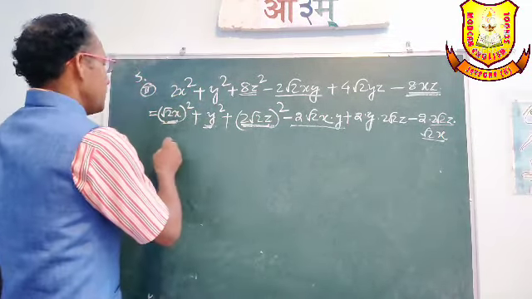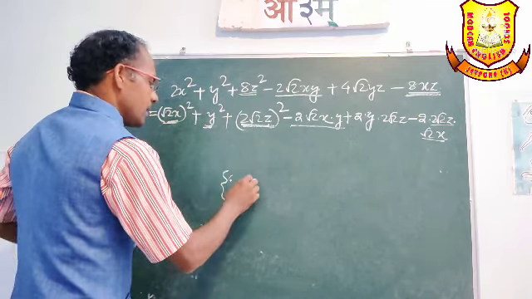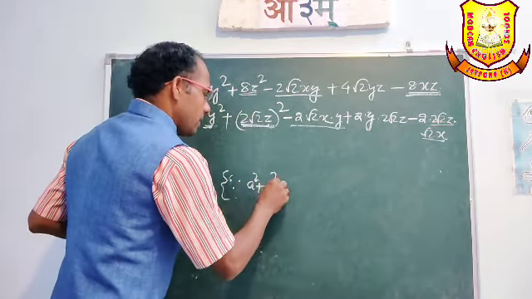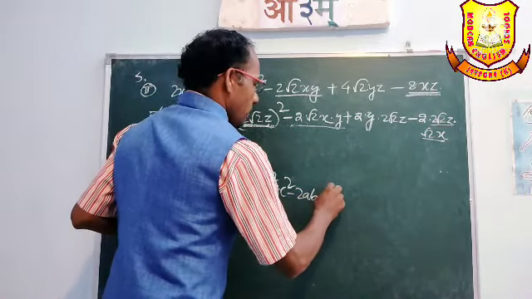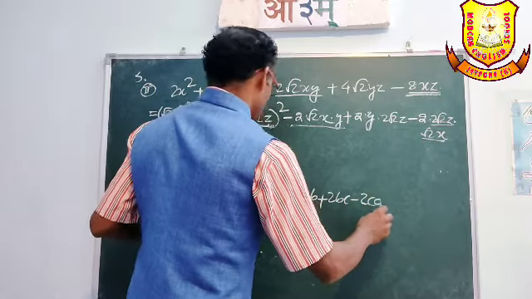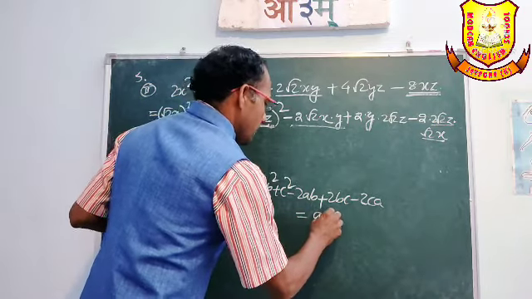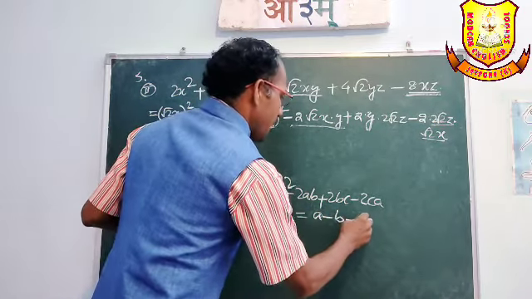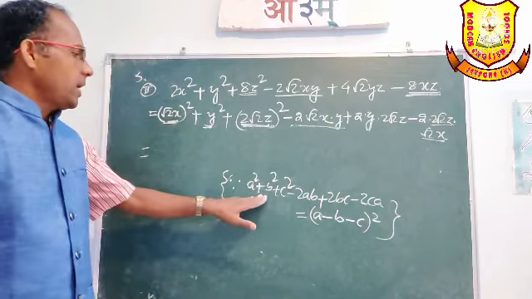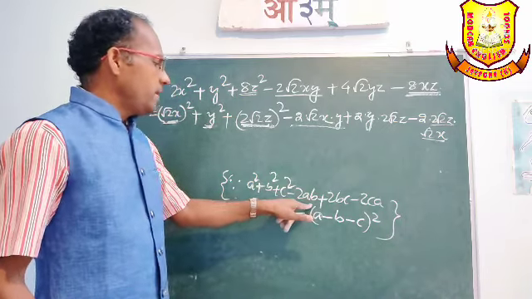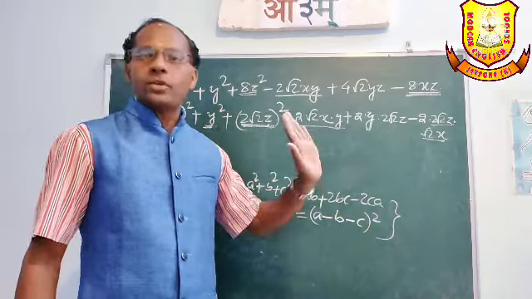First I am writing the formula here: a square plus b square plus c square minus 2ab plus 2bc minus 2ca equals a minus b minus c whole square.